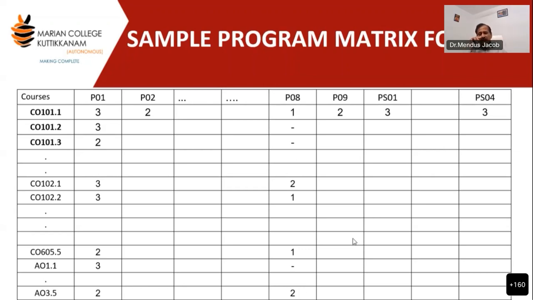And if you do an analytics of this program matrix, you can see how the mapping is done and whether proper representation of the COs is there. Suppose any of the POs or PSOs is not properly represented, in that case, you can add an activity. In addition to the course, we can add an activity in that particular semester or anywhere, so that that particular PO will be represented by a particular activity, and the attainment will be genuine.